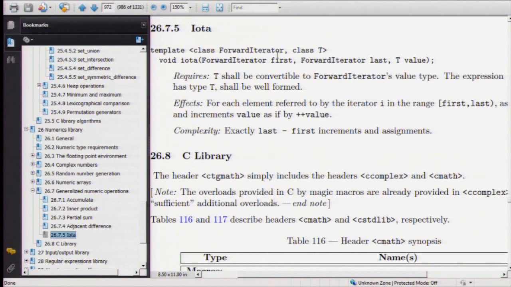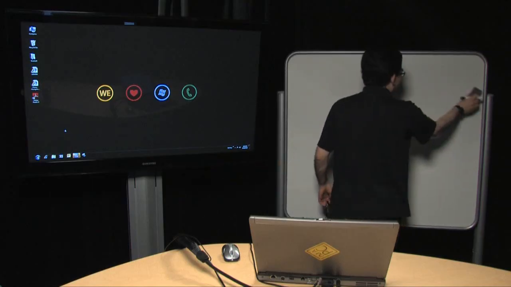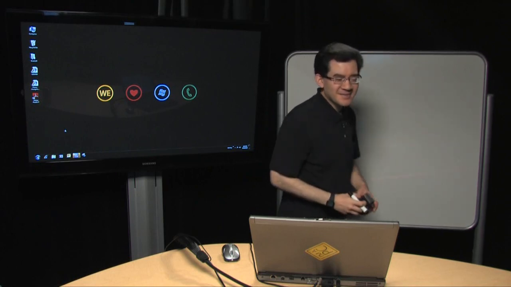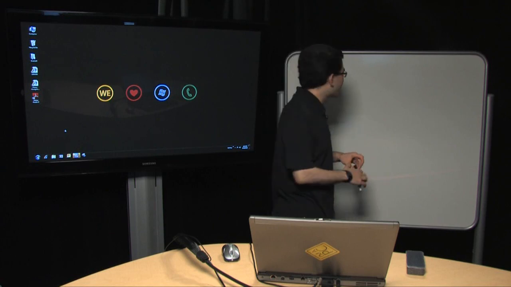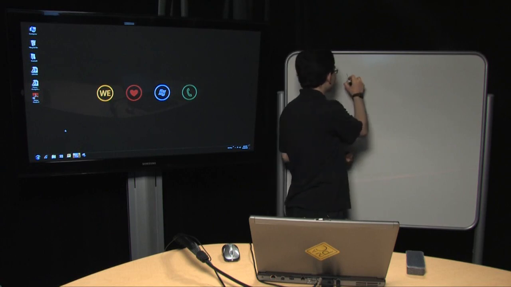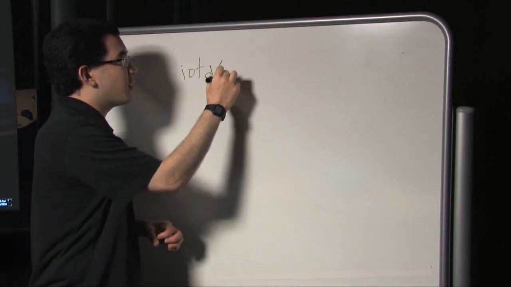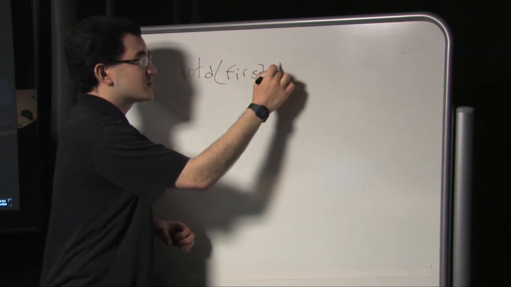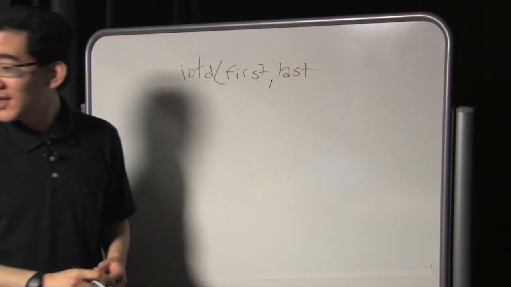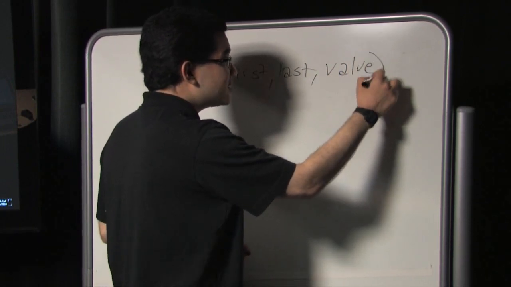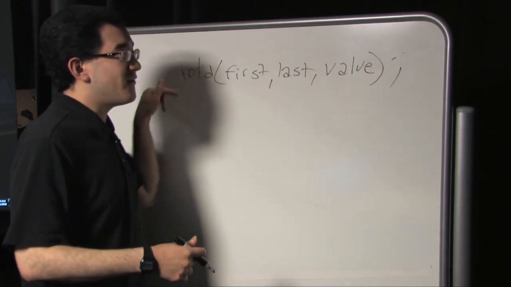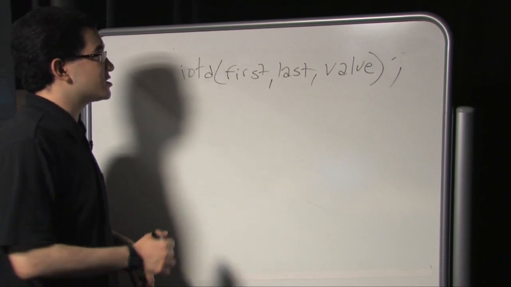Iota is a new one in C++0x. It's actually less useful than I would think. What I really want is something like counting iterator. But if you needed to generate values, it can be useful. So if you've got iota, first, last, and it takes a value, it will write into this sequence value, and then value plus 1, and then so forth.